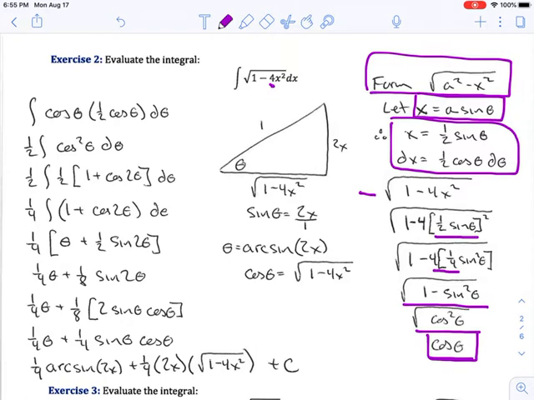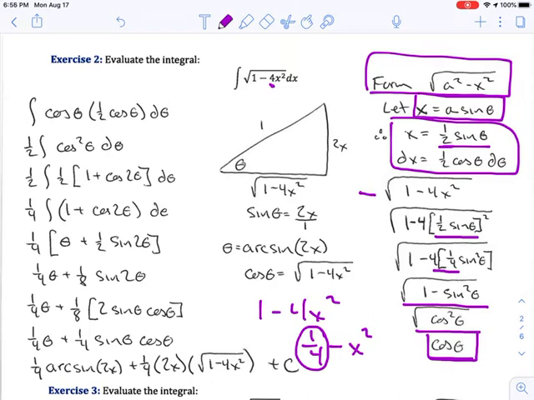Another way of looking at this is if you were to take the 1 minus 4x squared and divide both of these terms by 4, you would get 1/4 minus x squared. Now, if you think of this as a squared, what's the square root of that? The square root of that is 1/2. And so that's really where that 1/2 came from, our a.